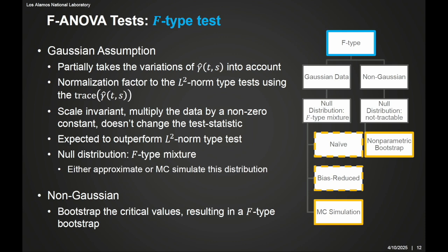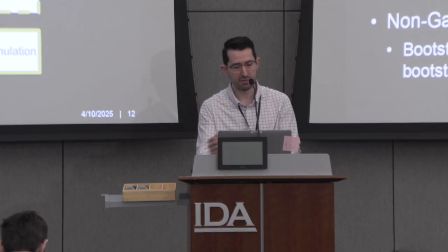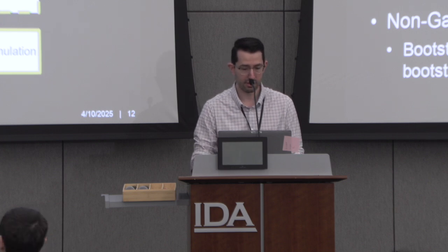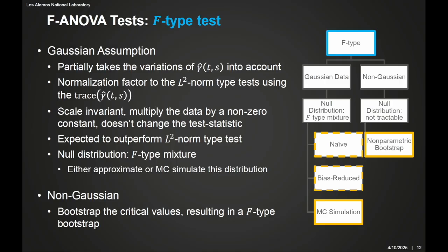On the other side, we have the F-type distribution. Really the F-type is just a specific type of the L2, which I'll explain. Here, for the F-type you need to have a Gaussian assumption, and to do so, we partially take account of the variation of the covariance matrix. We can think of the F-type as a very special type of L2 norm type test. It's really just a normalization factor using the trace of the estimated covariance matrix. So if you simply don't have the trace of the covariance matrix, you have an L2 norm type test.